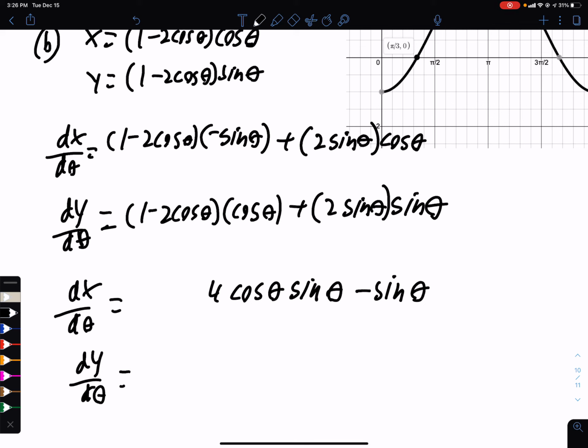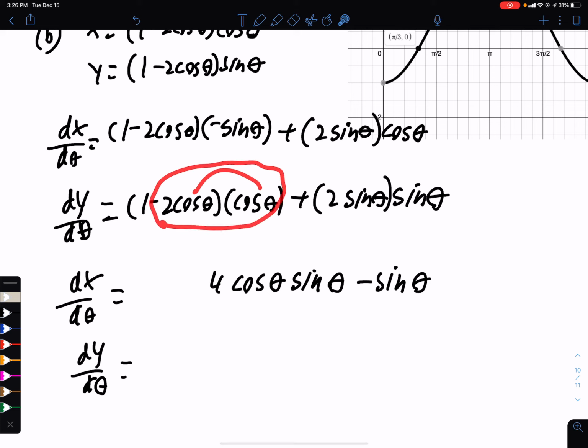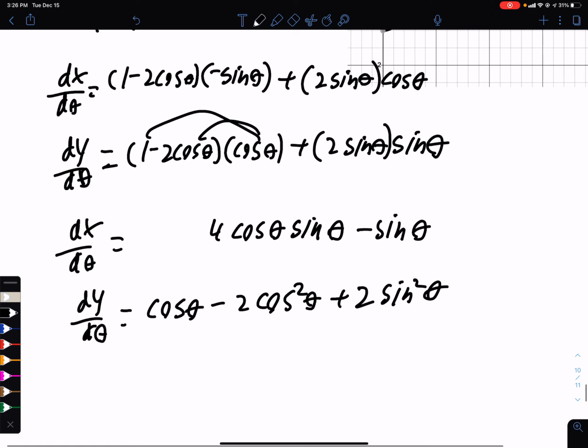Now dy d theta, let's see what happens. This will get me minus 2 cosine squared. Oh, interesting. I'll just rewrite this. I think it'll make my life easier. That's going to be cosine theta. Then when I distribute this, that's going to be minus 2 cosine squared theta plus 2 sine squared theta.